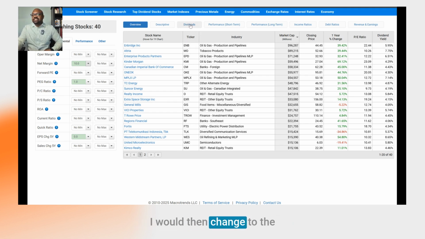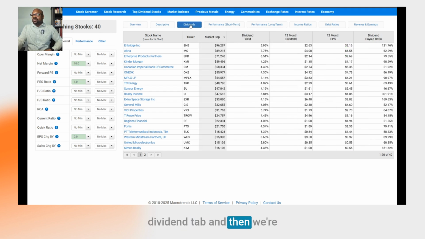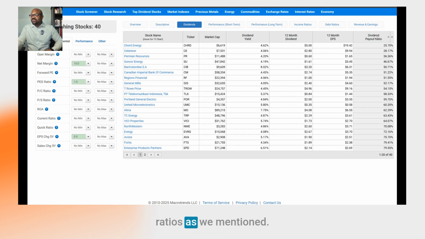I would then change to the dividend tab, and then we're going to take a look at what our number is showing us. So at the dividend tab, you see our payout ratios, as we mentioned. We normally don't want a payout ratio above 75%. And we can see that there are 2 companies that are slightly above that on the first 20, but it's okay, right? We definitely are like, all right, these are companies I'm very familiar with. This is part of the reason that we chose $1 billion. So I feel relatively okay as far as just starting my search.